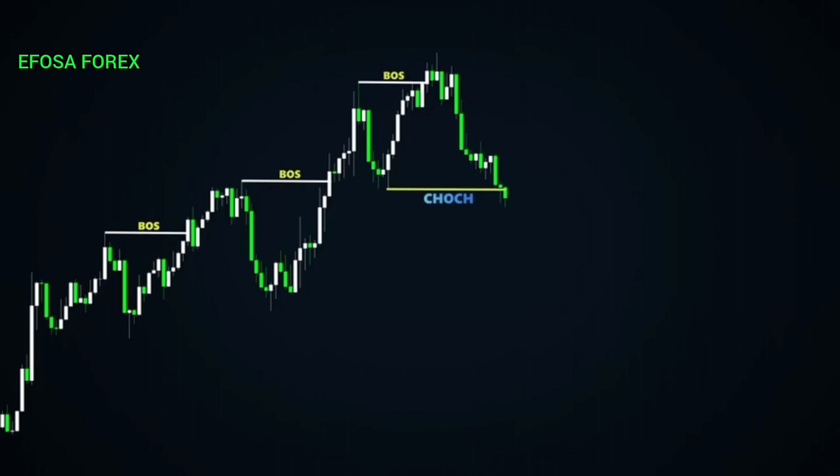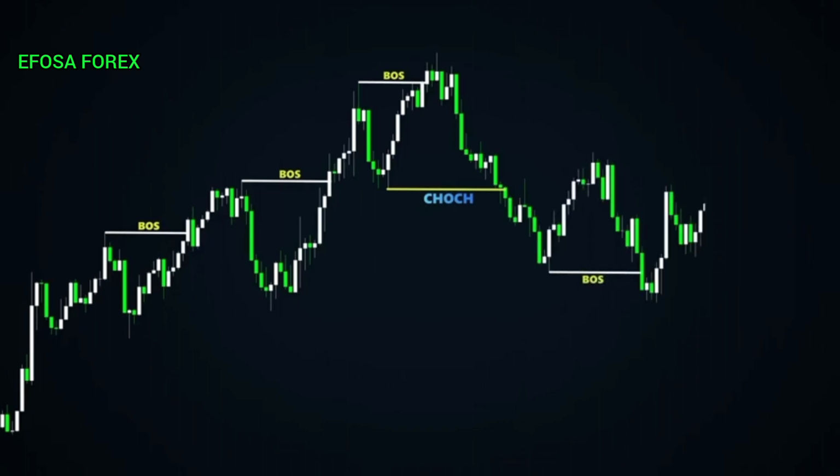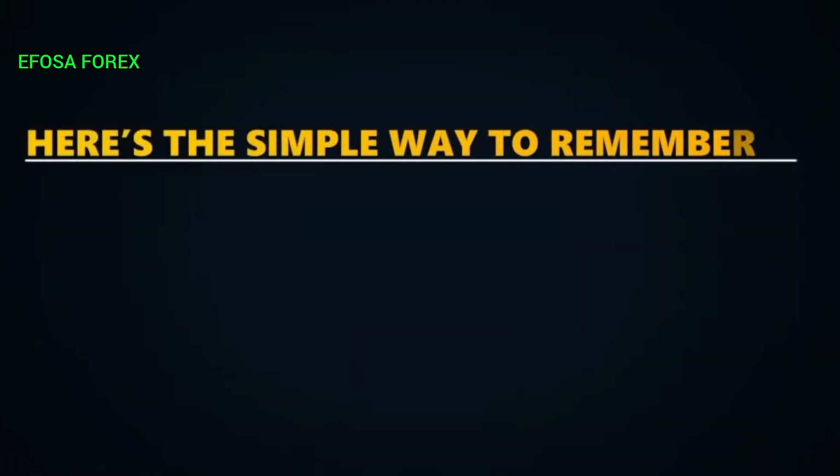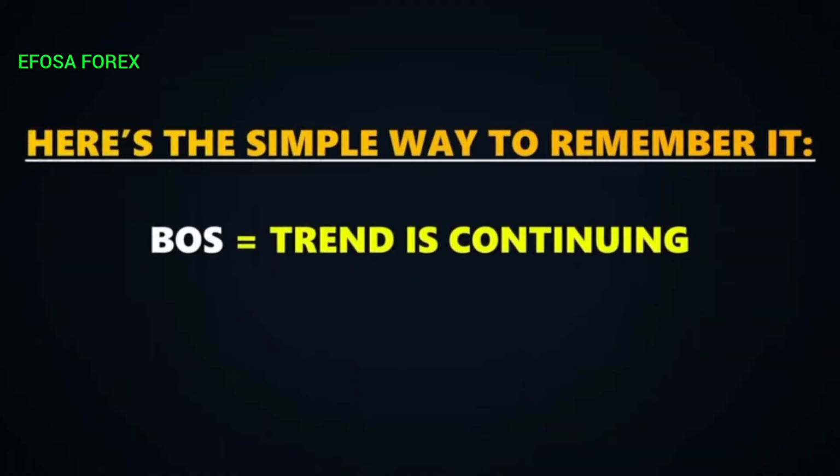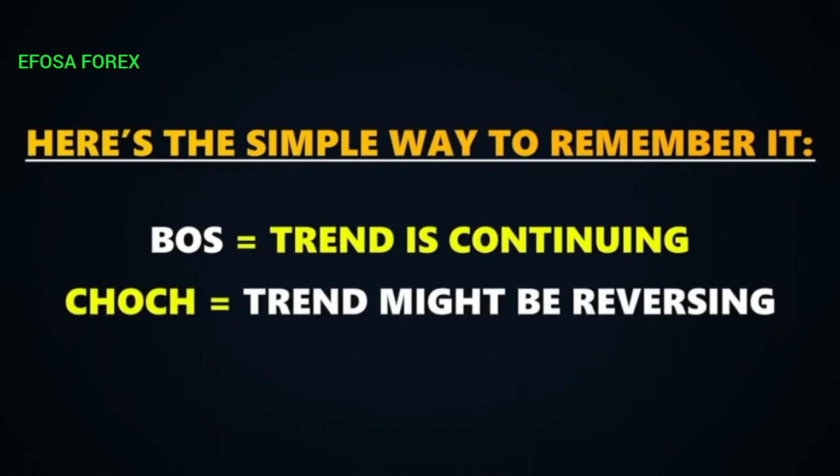It's the first clue that the trend might be changing. The uptrend could be over. The market might be turning bearish. So when you see a change of character, it's time to pay attention. You might stop looking for buys and start watching for possible sell setups. Here's the simple way to remember it. Learning how to spot these on the chart helps you stay one step ahead. You'll know when to stay with the trend and when it might be time to change your plan.